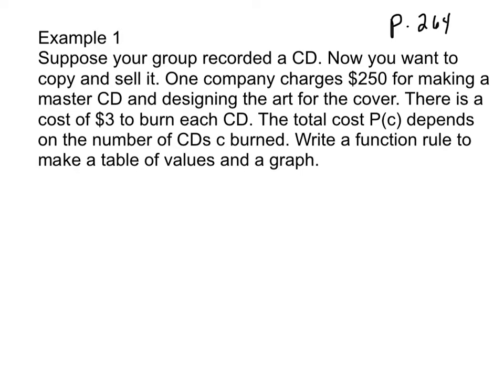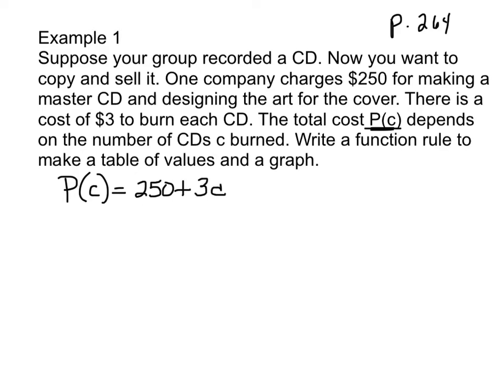So let's first write our function rule. Now, in this case, notice that it says the total cost is P of C. Therefore, instead of y, we're going to use the letters P of C. So we're going to start off our function as P of C. That means the total cost is based on C, which is the number of CDs. So what do we have to spend? Well, they charge $250 plus $3 for each CD.